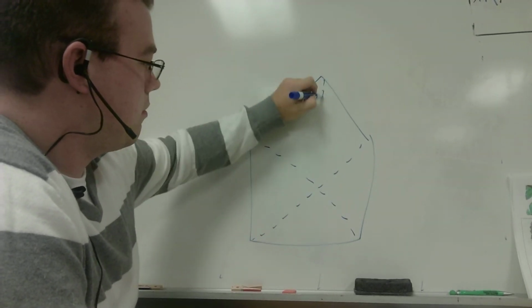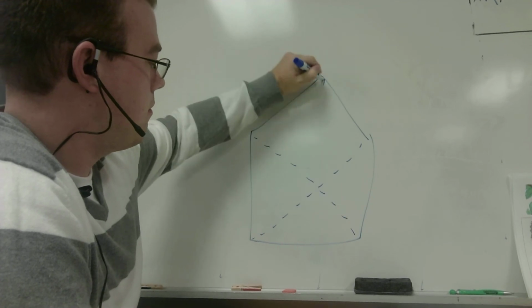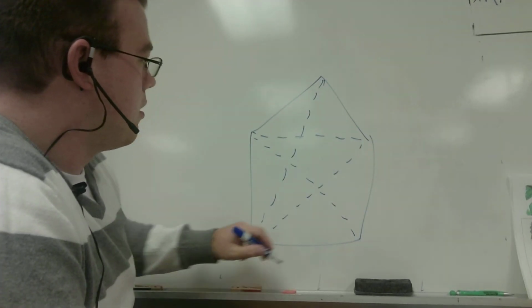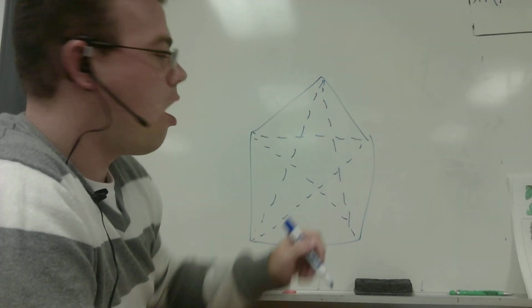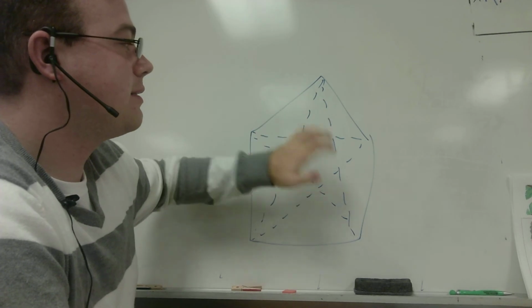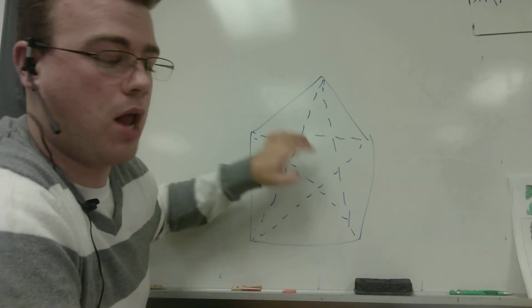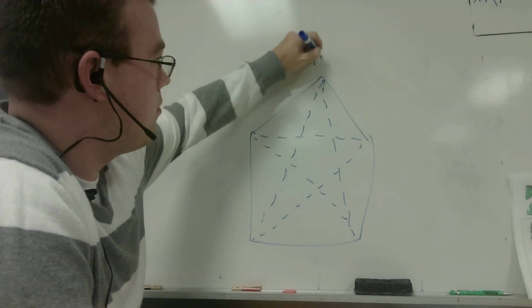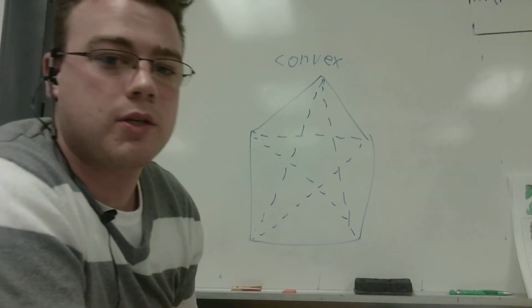Now, concave is where you have the one or more diagonals out of the polygon. Convex, all of the diagonals are inside. So that's just going to be a matter of understanding your diagonals and remembering which is which.